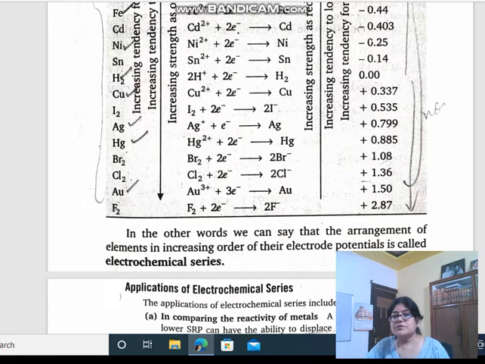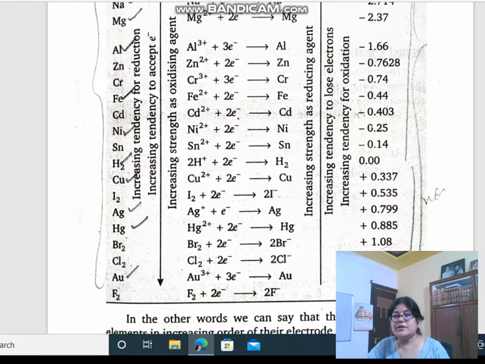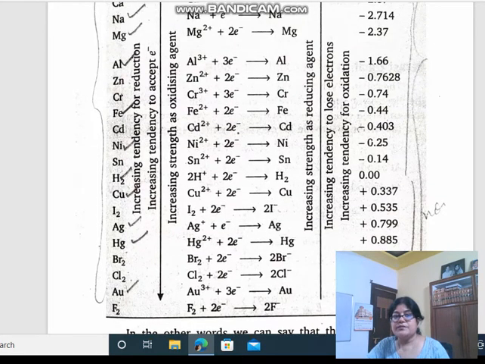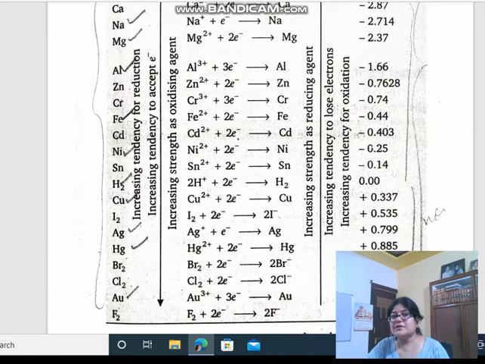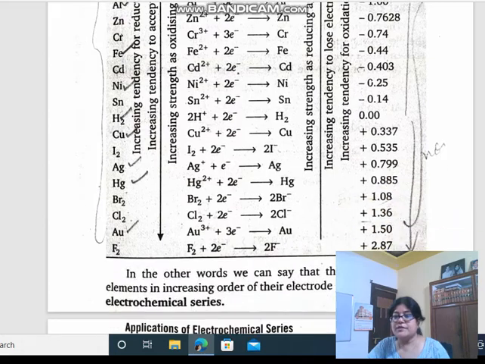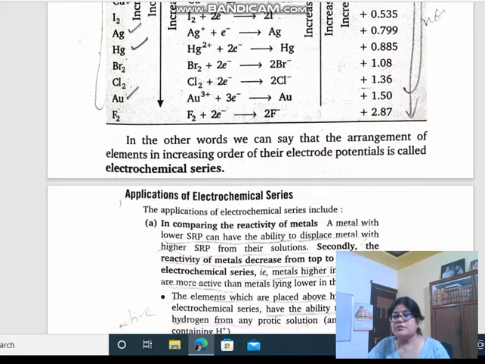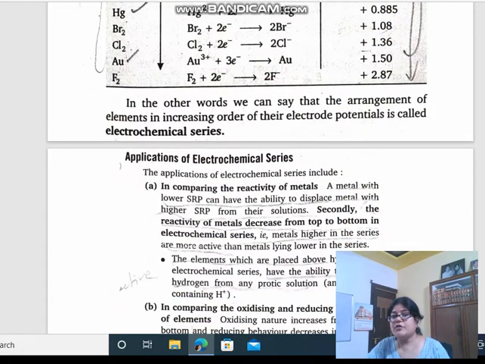Now silver, these are okay. You can see some things written: increasing tendency for reduction, that means increasing tendency to accept electrons. So these are the oxidizing agents, and here are the reducing agents. These are different things, and we will learn them one by one. Now what is the definition? The arrangement of elements in increasing order of their electrode potential. We can also say that.